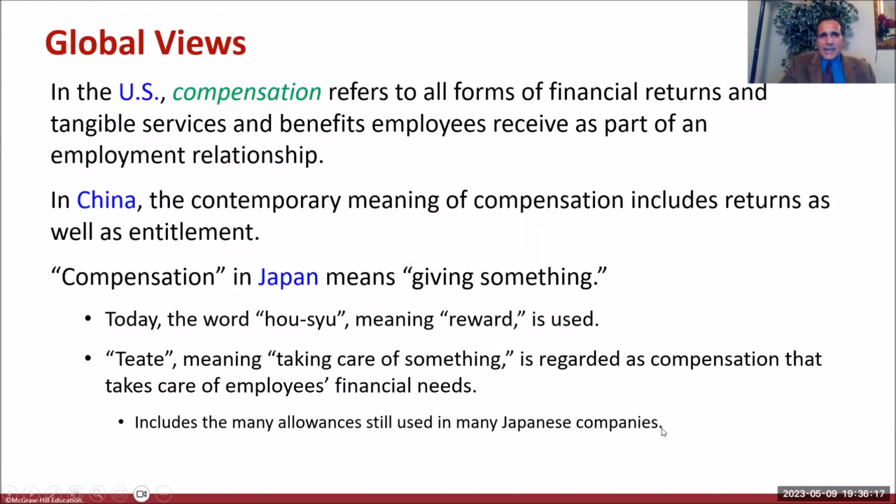On the global scale, we see different views on compensation. In the US, compensation refers to the financial returns and tangible services and benefits that we receive as part of our relationship with the organization. In China, the contemporary view or meaning of compensation does actually include returns as well as entitlements. In Japan, compensation means giving something. So there are different terminologies, different words associated with these concepts around the globe.